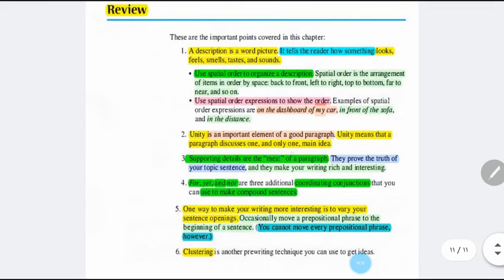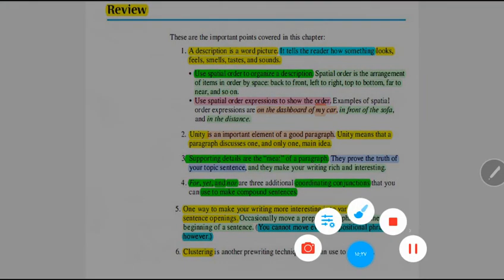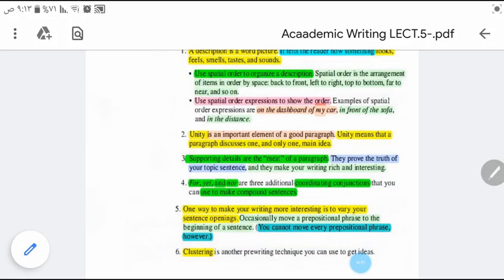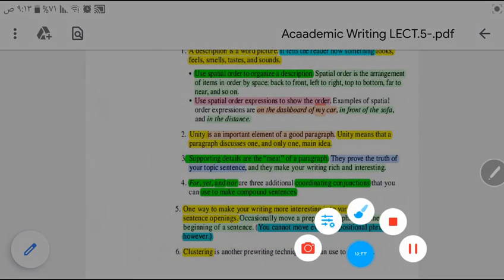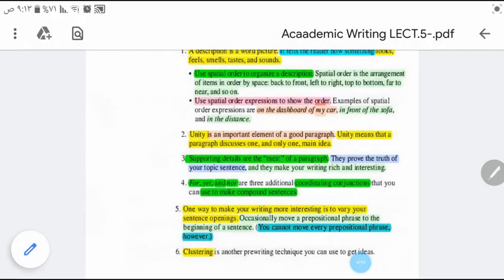In the review, you will find all the things that we have talked about. And today you are not going to write homework, because last time I gave you many things to work on. So when you finish, we will think about writing a descriptive paragraph. And thank you for today.